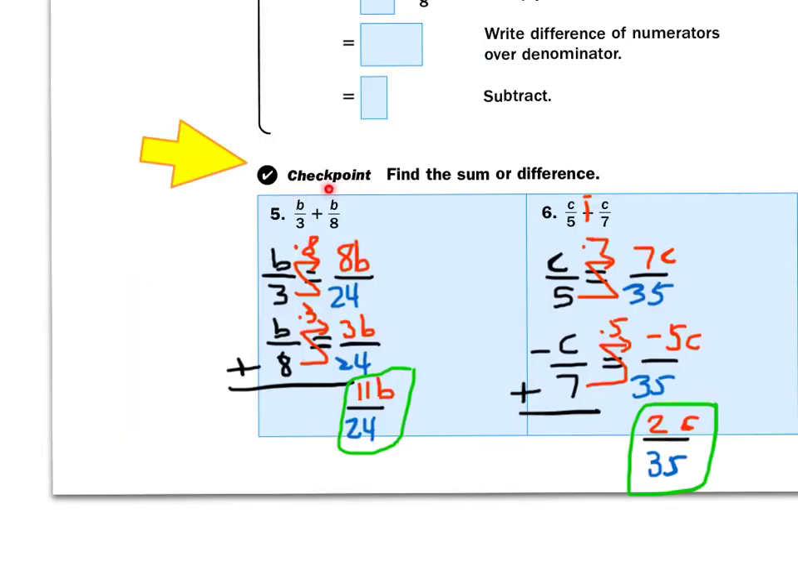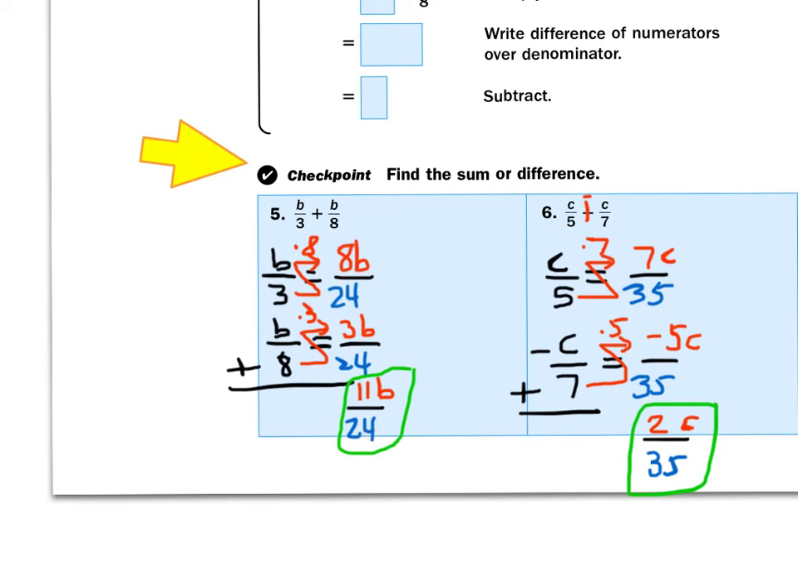Okay, so take a look at this checkpoint. Number 5, we have b over 3 plus b over 8. Well, the denominators don't match, so I write it as a tower. b over 3 plus b over 8. I put my equal sign with a fraction bar, equal sign with a fraction bar. I put a fraction bar in my answer. And then I grab my blue, and I look at the 3, I look at the 8. The 8 is bigger, and 3 is a prime, so I'm just going to multiply them. So that gives me 24 for all of my denominators.